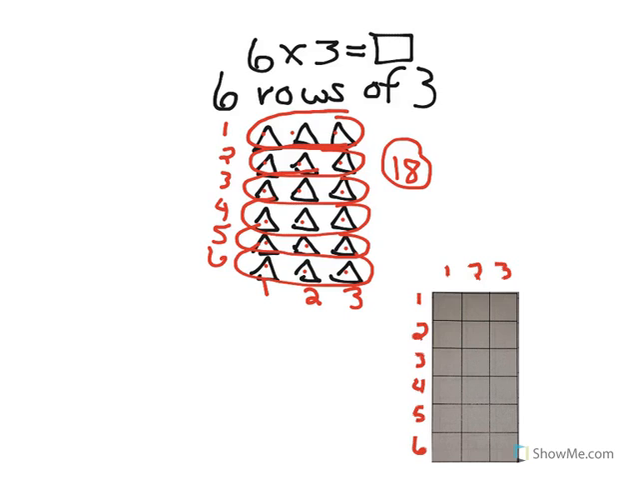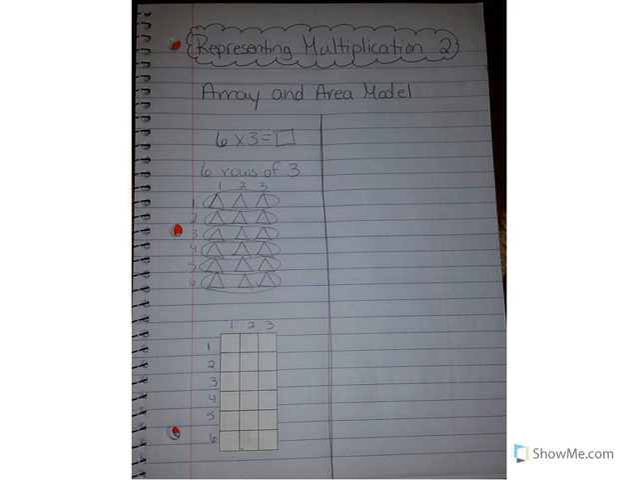Here I would do the same thing, just counting all of my squares. 1, 2, 3, 4, 5, 6, 7, 8, 9, 10, 11, 12, 13, 14, 15, 16, 17, 18. I can see that the area is 18 squares. Therefore, my product of 6 times 3 is 18. Both the array and the area model show the same product. Your notes should look something like this to show the array for 6 times 3 and to show the area of 6 times 3.